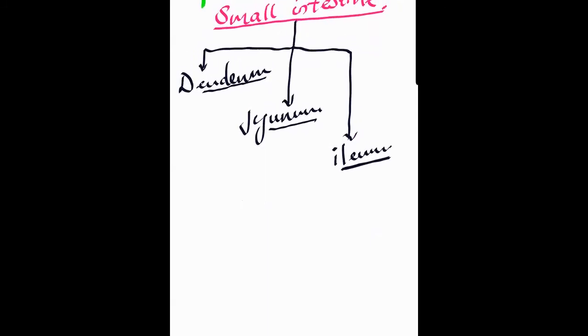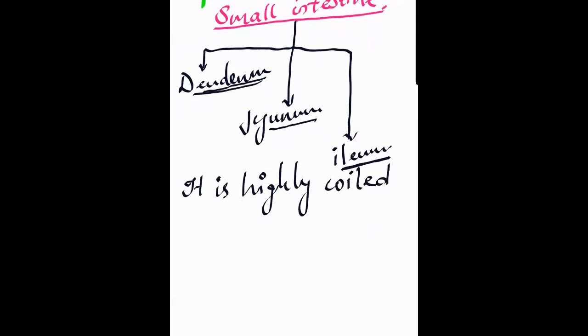Okay, so we can write here as a point, it is highly coiled, but the duodenum is not coiled. Please note it. Duodenum is not coiled. The other two are coiled. Okay.